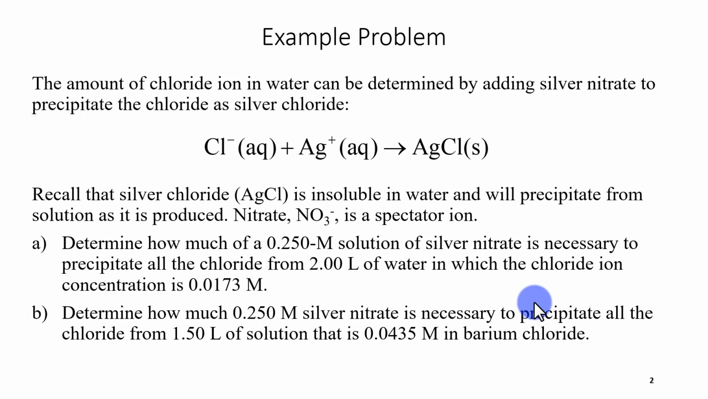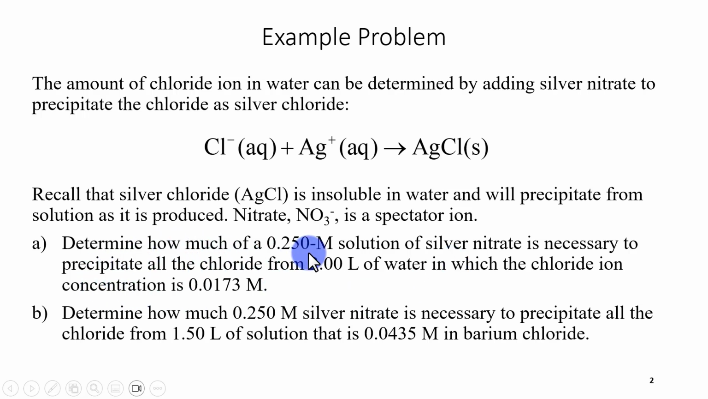If I am trying to determine how much chloride is in the water, I can do that by taking silver nitrate, which is a soluble compound, and adding it to my water that contains the chloride. When silver nitrate is put into water, it's going to split into silver ion and nitrate ion. The silver is going to find the chloride in the water and form the insoluble precipitate silver chloride, according to this reaction here. Nitrate, NO3-, is a spectator ion, so I can cross it out, because it doesn't take part in this net ionic equation here.